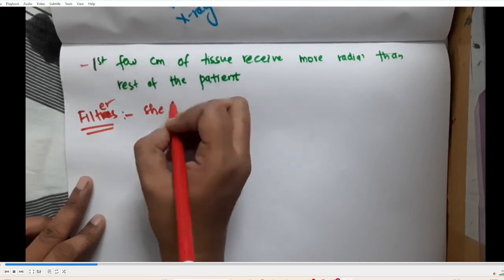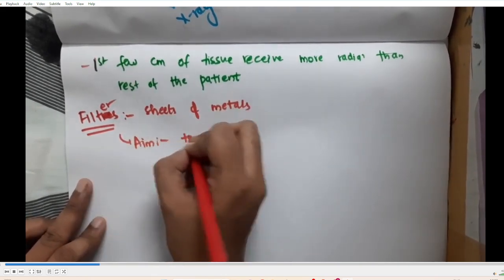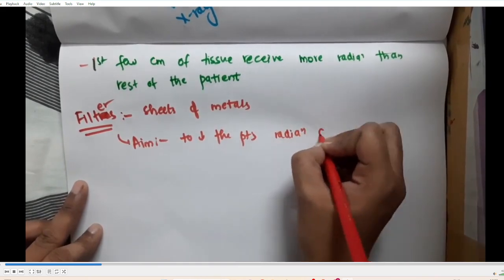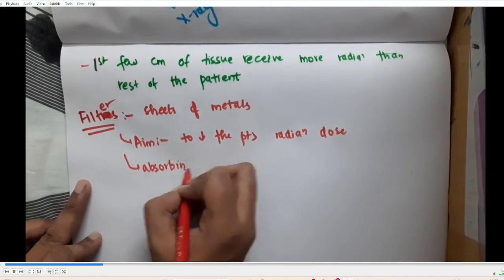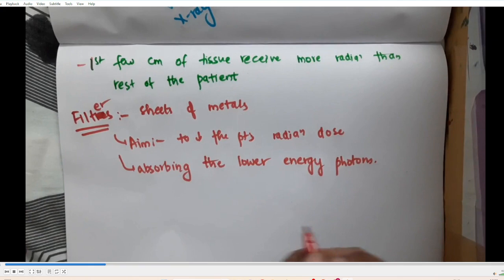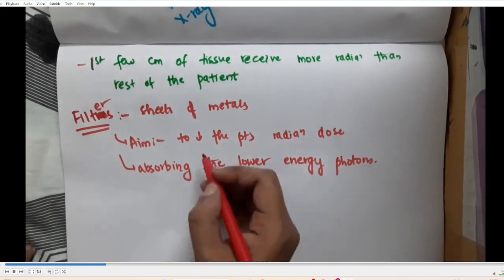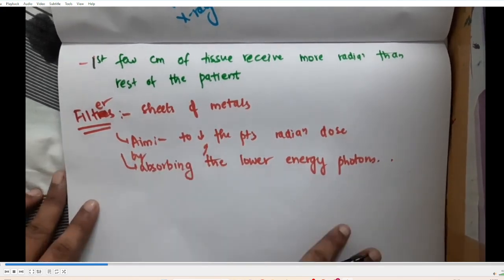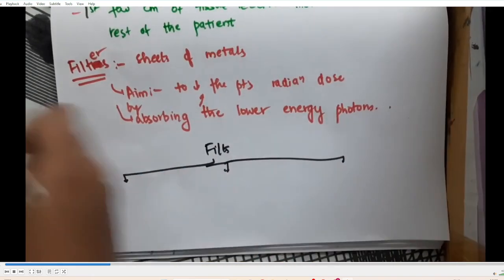So what are filters? Filters are sheets of metal, and their main aim in diagnostic radiology is to reduce the patient's radiation dose. They absorb the low energy photons. So in radiological examination, the X-ray beam is filtered by absorbers.